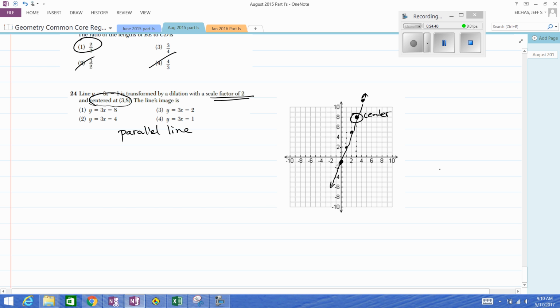So that's going to be our equation. We don't have to really do anything. In other cases, let's say the center was not on the line, we'd have to double the distance from the center. But the distance from the center is 0, so we just keep the same line. All right, so that's this one. Center of dilation on the line: same exact line. That's important to remember.